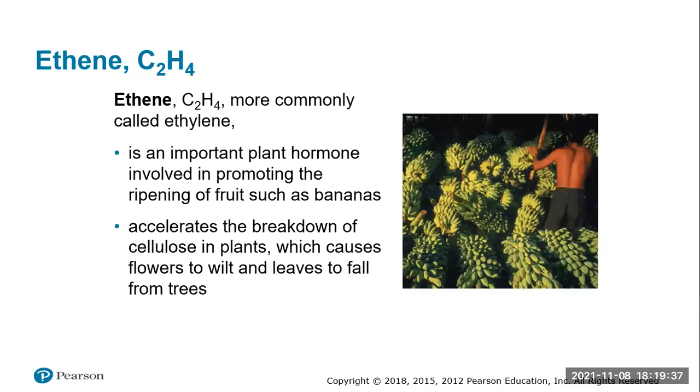Some alkenes, ethene, also called ethylene. The more formal name is obviously ethene. Important plant hormone, ripening fruit like bananas. Also breaks down cellulose in plants.